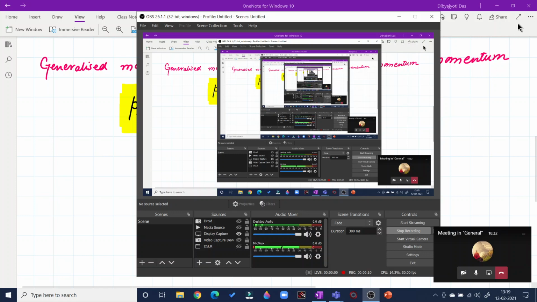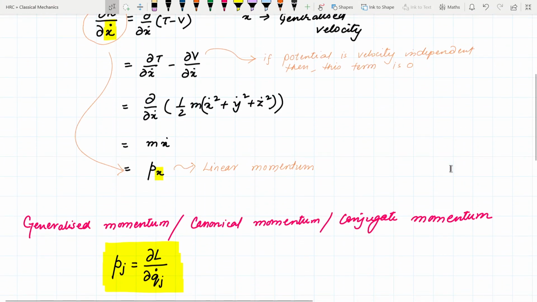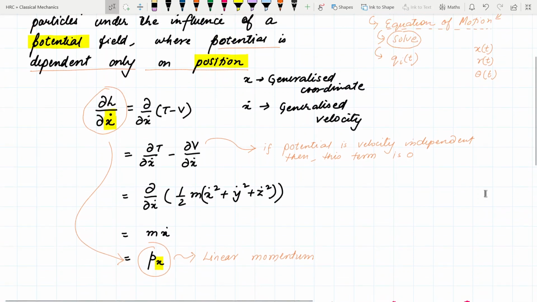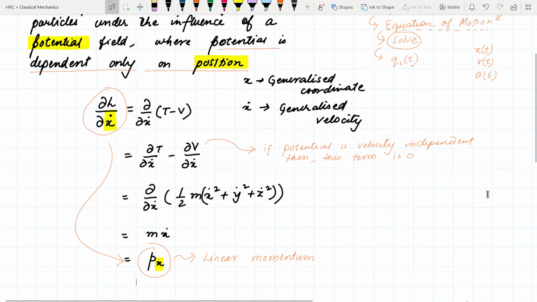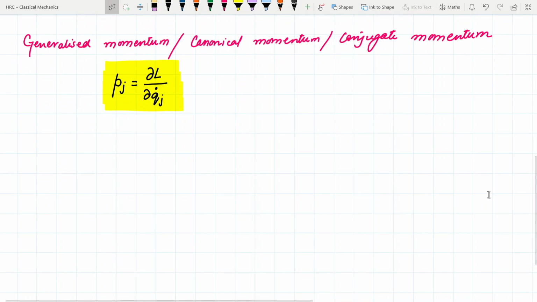Just as generalized coordinates and generalized velocities are not difficult to understand, generalized momenta may be harder to understand, so I showed you that for position dependent potentials, if I take the partial derivative of the Lagrangian with respect to generalized velocity, I end up getting the linear momentum along that direction. That's it. Now this is true only for position dependent potentials, but even for velocity dependent potentials I can write the general expression, so that the canonical or conjugate momenta of any given system is nothing but the partial derivative of the Lagrangian of that system with respect to the generalized velocity. This is clear, guys?